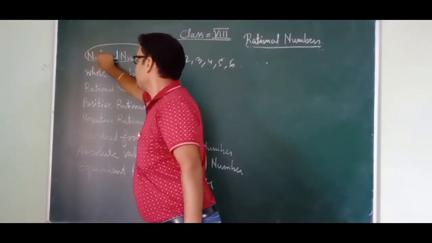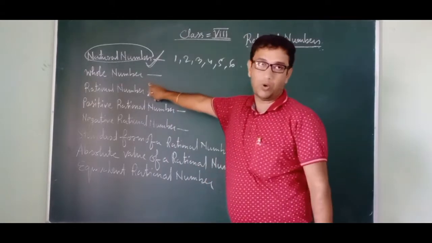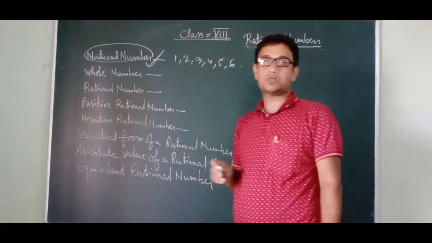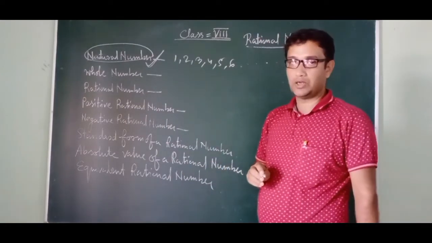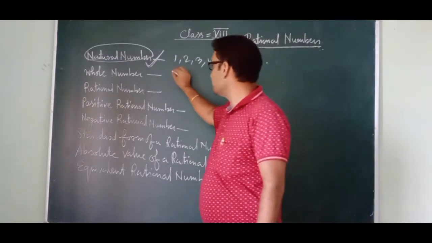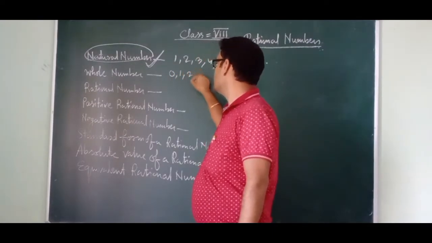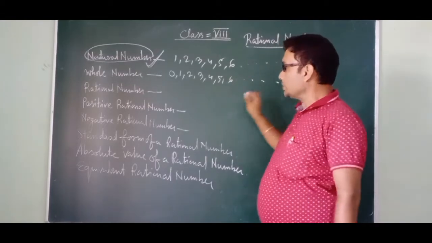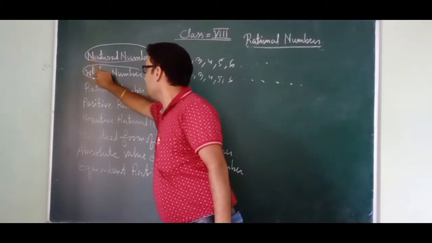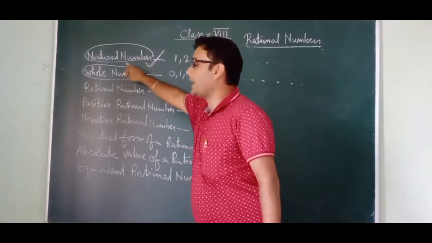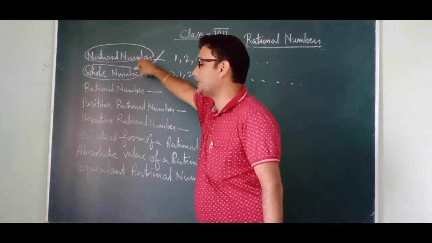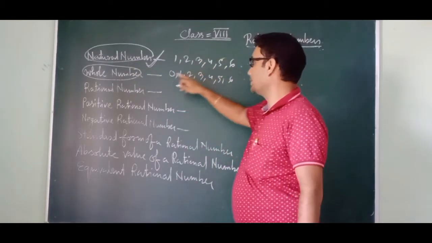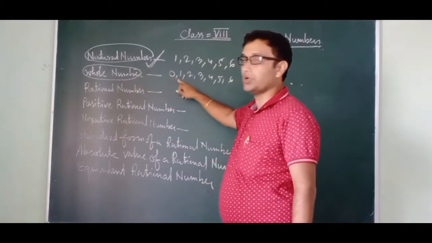So the next point is your whole number. Whole number also is a counting number, but it will start from 0. That means 0, 1, 2, 3, 4, 5, 6. So what is the difference between whole number and natural number? Natural number will start from 1, but whole number will start from 0.